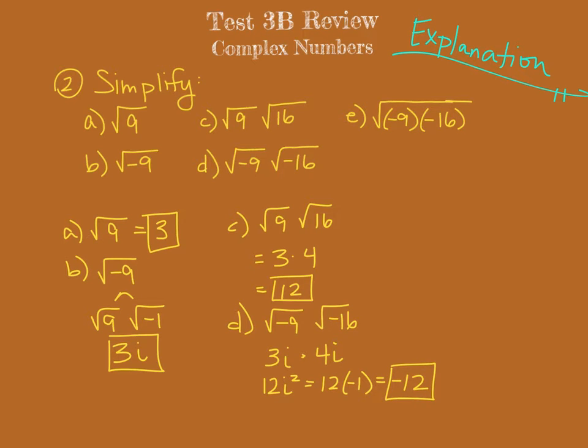In part E, since we have both of the numbers being multiplied under the same radical, we need to first multiply them together. And when we multiply that negative times a negative, we end up with a positive 144. So that is what we have under the square root. The positive square root of 144 is positive 12.